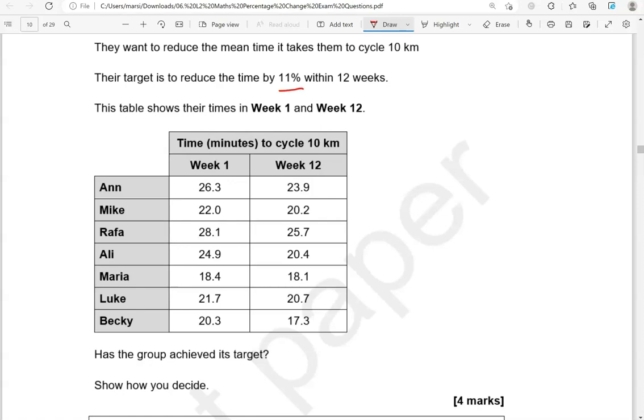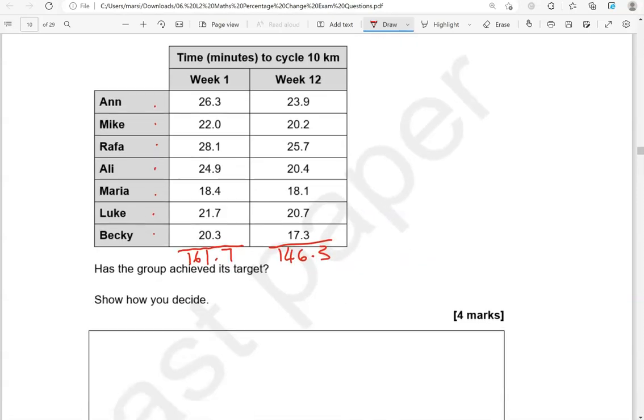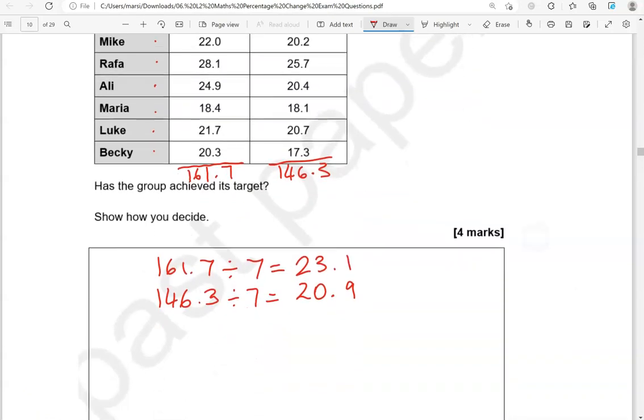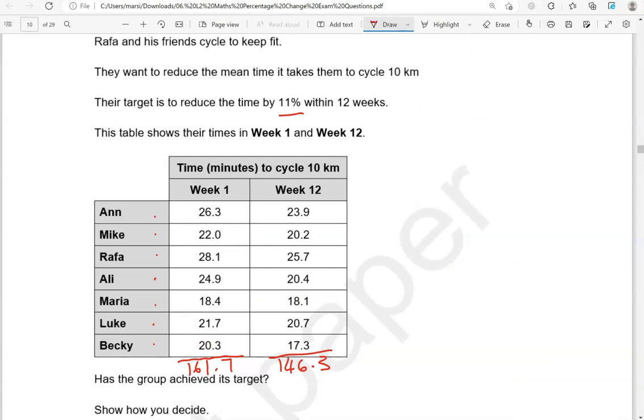by 11%. So we'll add all the numbers for week 1 and divide by 7. Using a calculator we get 161.7 for week 1 and 146.3 for week 12. So 161.7 divided by 7 gives us 23.1. 146.3 divided by 7 gives us 20.9.